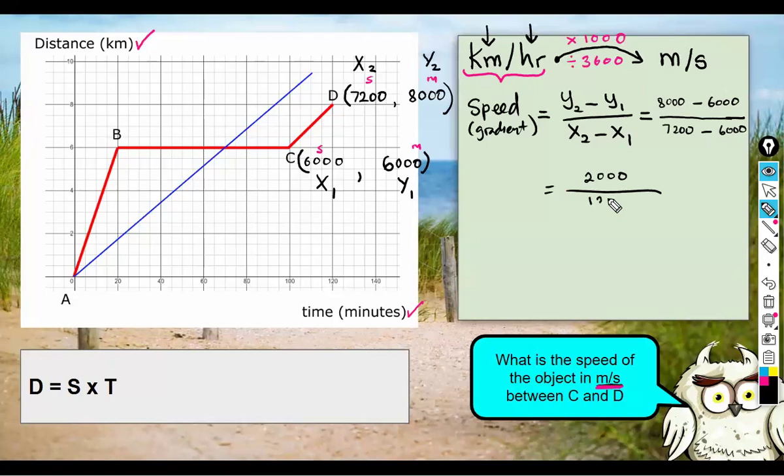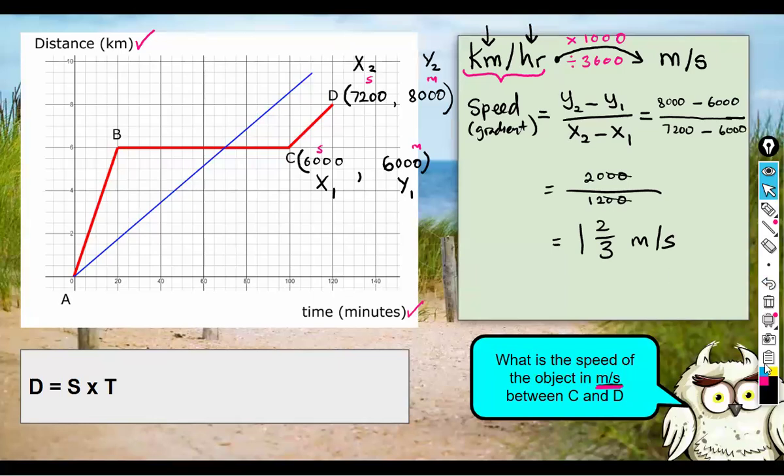7,200 minus 6,000 is 1,200. And two zeros cancel out with two zeros here, so you end up with 20 divided by 12. I guarantee you, if you take 20 and divide it by 12 on the calculator, you'll see 1.666666, which is 1 and 2/3 meters per second. Check it back. The working is on the screen. If you got it wrong, just follow my working and you should be able to pinpoint what you did wrong.